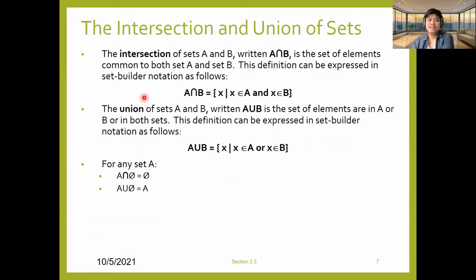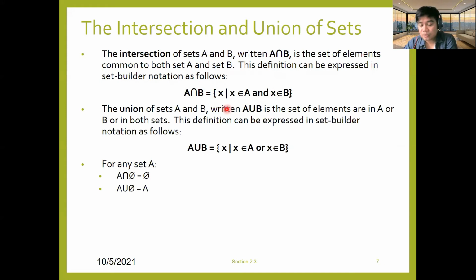So, for the intersection of A and B written as this. So, A, direction B. So, yung letter U na nakataob is the set of elements common in both set A and B. So, this definition can be expressed in set builder notation as A intersection B that is equal to X such that X is element of A and X is element of B.